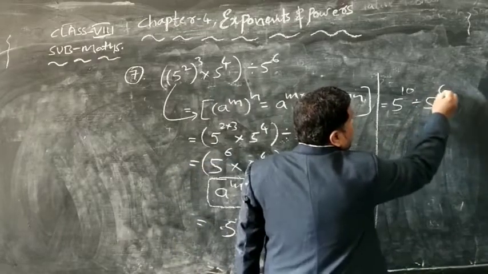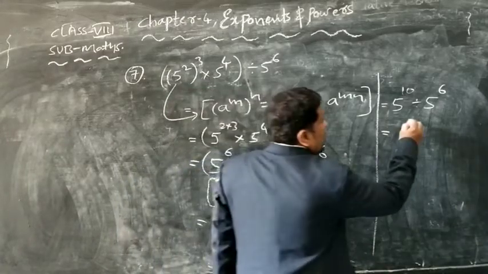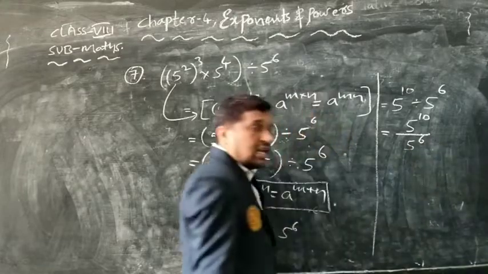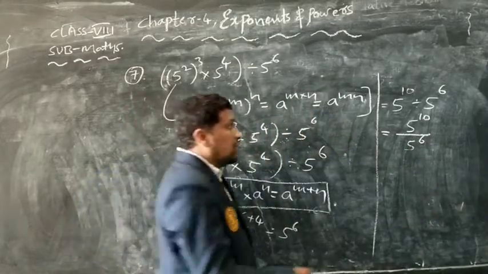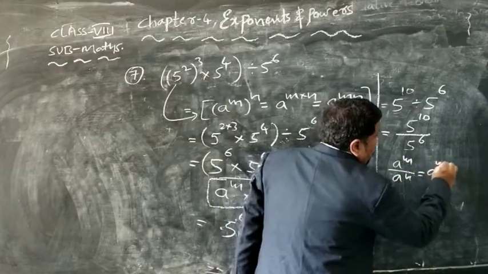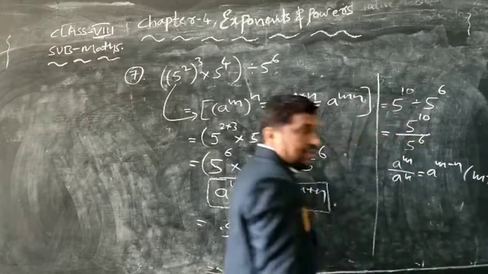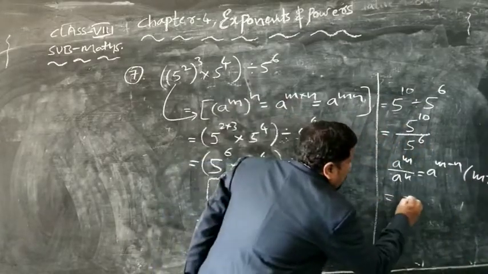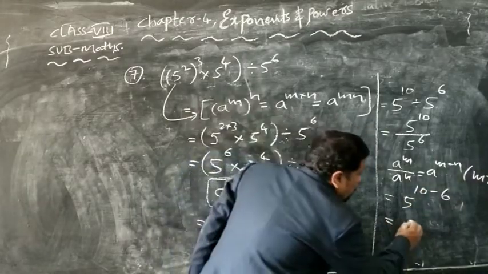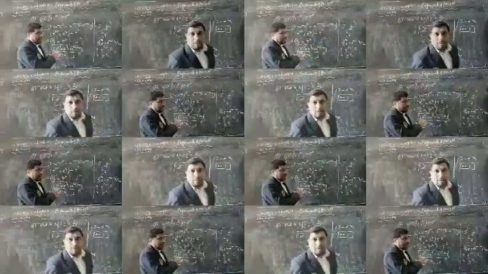How to write is divided by? We have to write 5 to the power of 10 is divided by 5 to the power of 6. Here we can use one more formula, that is a to the power of m by a to the power of n is equal to a to the power of m minus n. Here what is our condition? m is greater than n. So here 5 to the power of 10 minus 6, means 5 to the power of 4. This is the answer. Okay children, did you get my points?